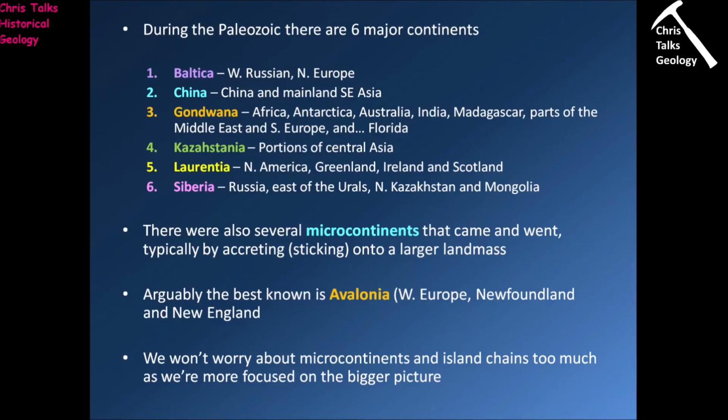Now, most of the time we're just going to ignore the microcontinents, but there is one microcontinent that's important to us, and this microcontinent is called Avalonia. And Avalonia consists of Western Europe, Newfoundland, and New England. And it's going to be important when we're thinking about the tectonic evolution of the eastern coast of North America.